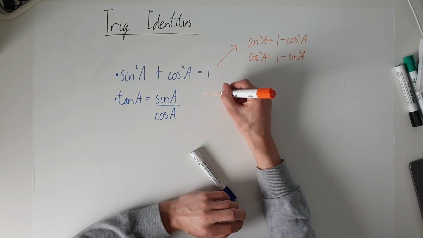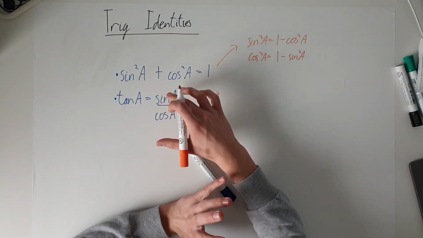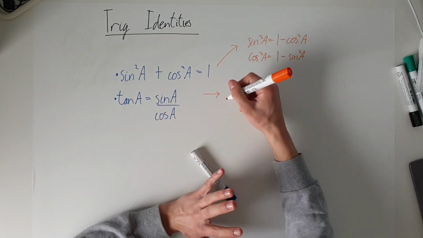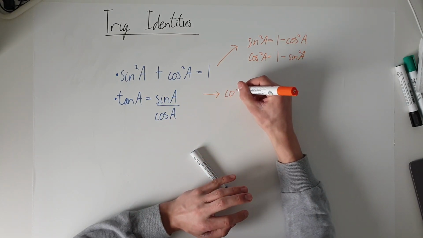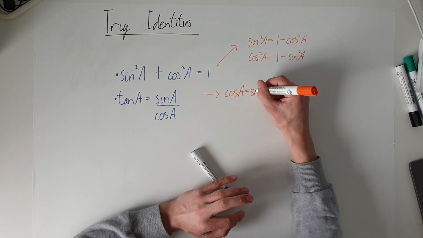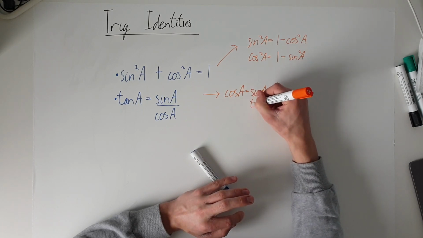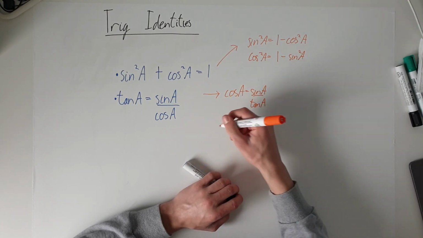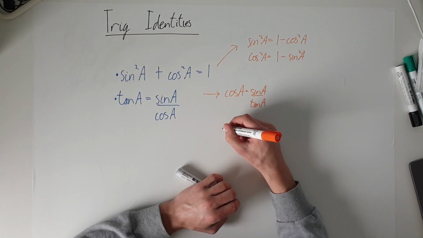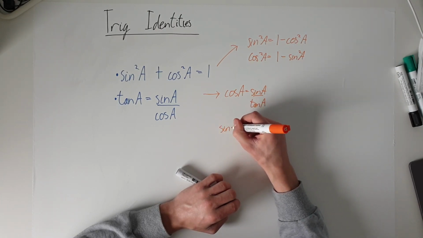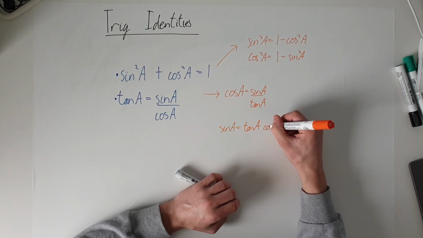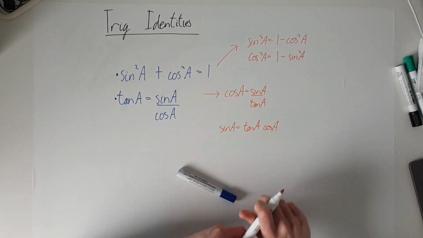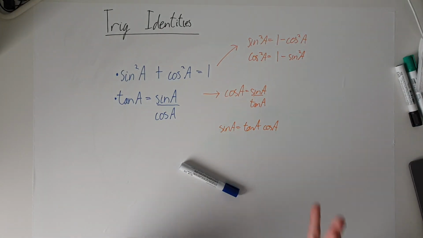And then just the same for tan. Although this is the main one you have to remember, you can rearrange them. So for example here we would also get cos a is equal to sine a over tan a, and then we would also have sine a is equal to tan a multiplied by cos a. So these are the little things to remember before we actually jump into the examples.